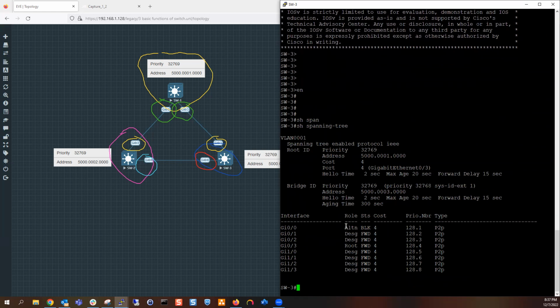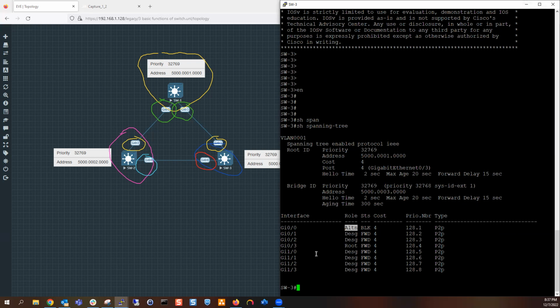Boom, right? So that port that connects to switch 2, just like Pete said, it's blocking, right? The status is blocking and that role is alternate. And you guys are probably thinking, what the hell does alternate mean? It means exactly what it means, right?